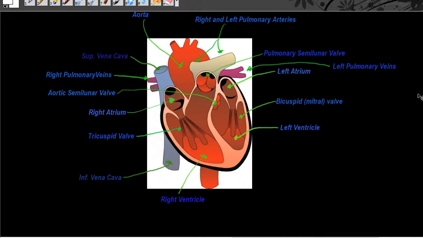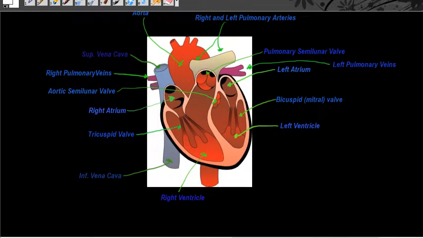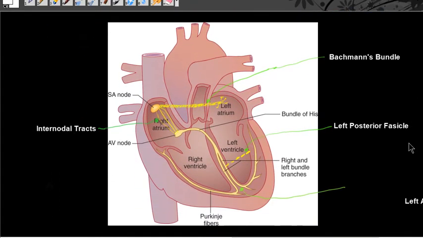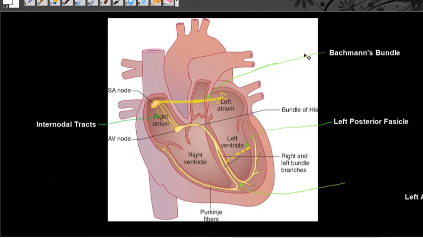Well, the heart is comprised of muscle, myocardium, and as in the case of skeletal muscle, contraction is electrically stimulated. And here's the diagram for the electrical network of the heart.